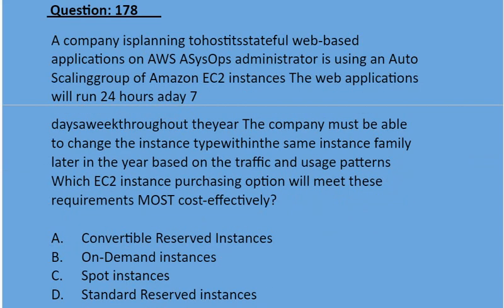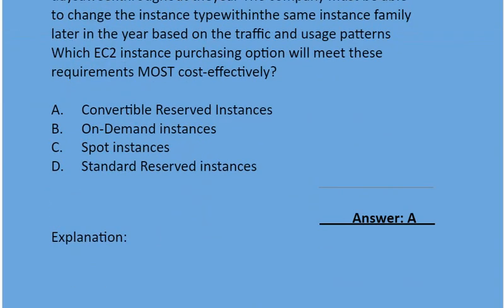Option A, convertible reserved instances. Option B, on-demand instances. Option C, spot instances. Option D, standard reserved instances. Correct answer is option A.